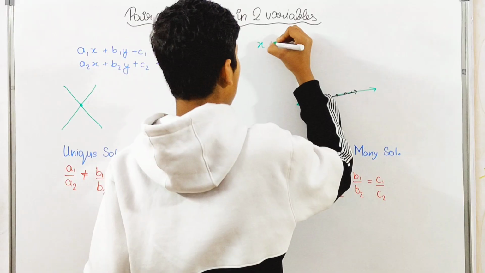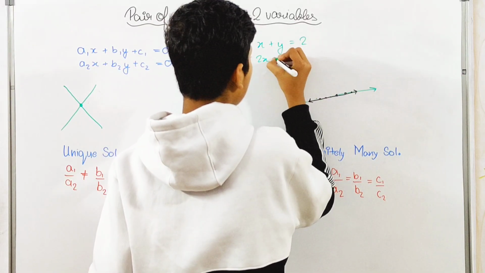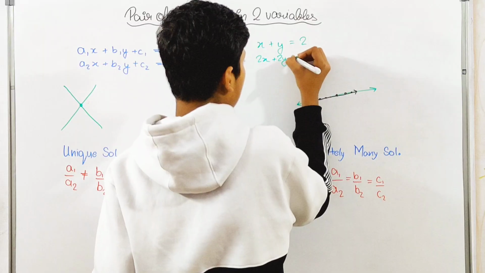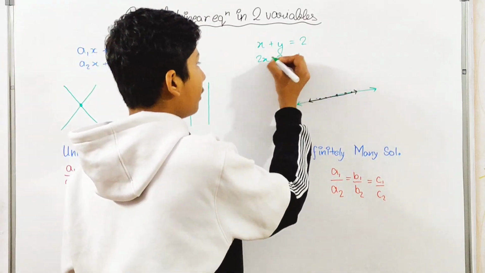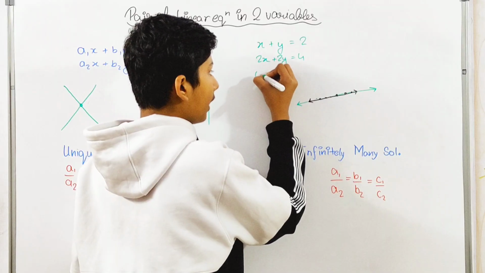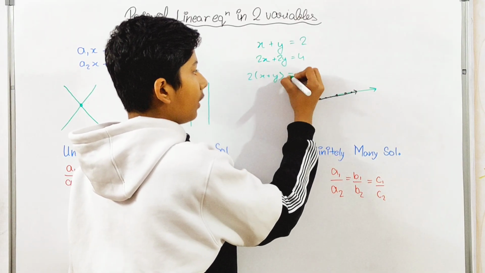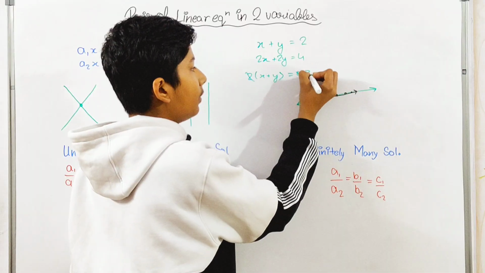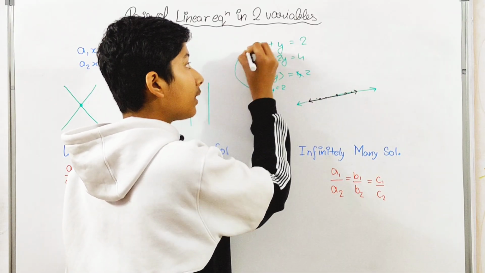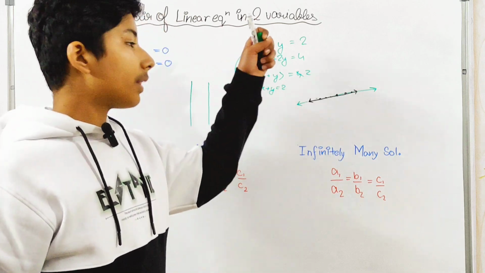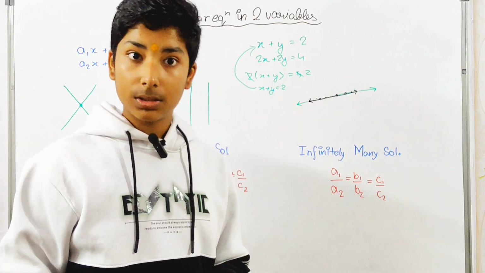x plus y equals 2. 2x plus 2y equals 4. Now, if you see, you can take 2 common on this side: 2 times (x plus y) equals 4. When you cancel the 2, it will be x plus y equals 2. It means it is coming to the same equation. So indirectly, if we see, both of these are the same equation.